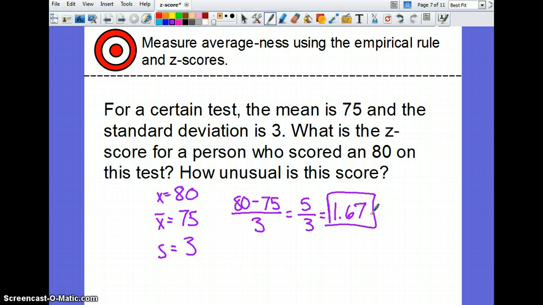Okay. So how unusual is this score? It's a little unusual. Okay. Because it's definitely more than one standard deviation. But I mean, it's not completely out there or out 3 standard deviations. So it's a little unusual. So this person was slightly above average.